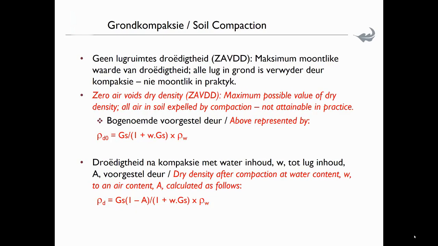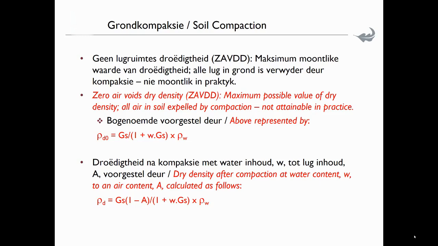Then the zero air voids dry density, ZAVDD. This is the maximum possible value of dry density. So all air in the soil is expelled by compaction. But in practice, this is not feasible. But above this, the zero air voids dry density is represented by ρd0 equals the specific gravity divided by 1 plus the water content and specific gravity, times the density of water.